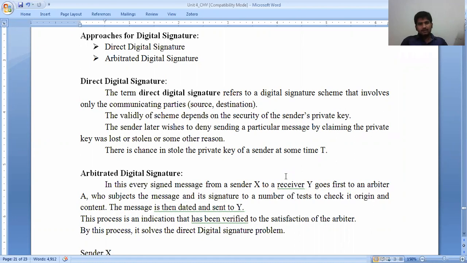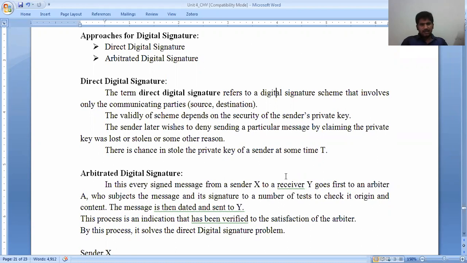The validity of the scheme depends upon the security of the sender's private key. The sender may later wish to deny a particular message by claiming that the private key was lost or stolen. So there is a chance that the sender's private key is stolen at some time t. Anytime the private key is misused, it is a problem.